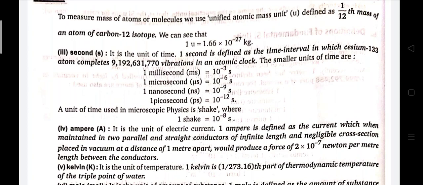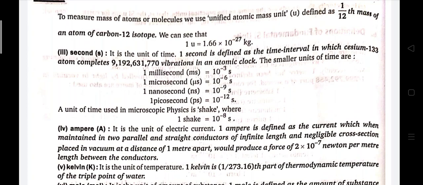Other than that, there are prefixes. Millisecond means 10 raised to minus 3 seconds. Microsecond means 10 raised to minus 6 seconds. Nanosecond means 10 raised to power minus 9 seconds. Picosecond is 10 raised to minus 12 seconds. Then there is a shake. You know what a shake is? 10 raised to power minus 8 seconds.